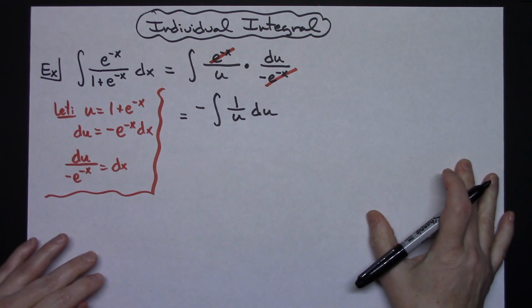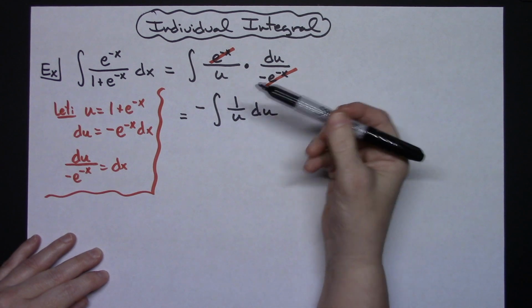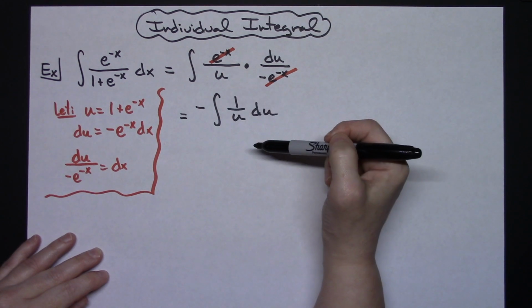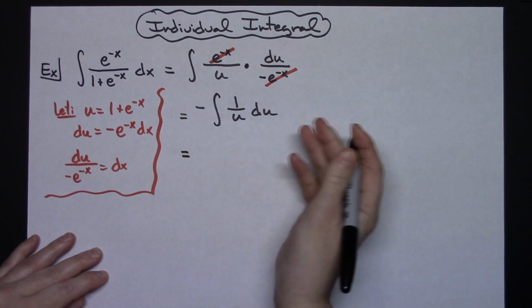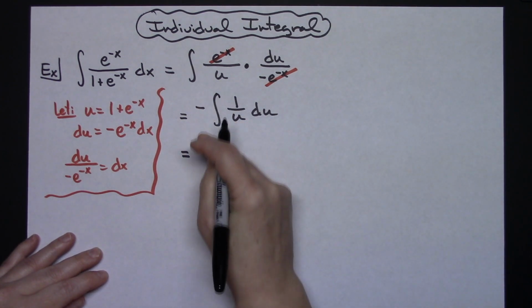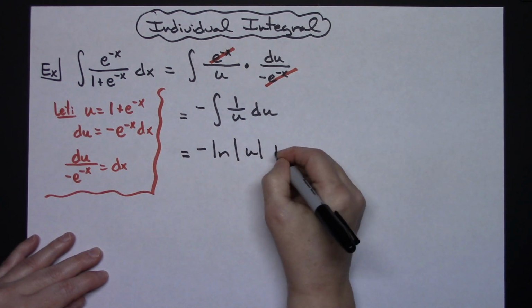Alright, at this point, if you're doing these type of integral problems, you probably have memorized or should have memorized that the integral of 1 over u du is going to be natural log absolute value of u. That's just something that needs to be memorized. I will still have the negative out in front. Natural log absolute value of u plus c.